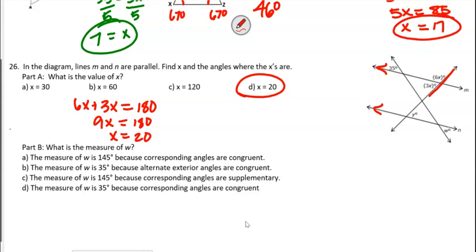And then it says find the measure of w. Okay, so I noticed that I got this 35-degree angle up here, and it should be congruent with this angle down here, shouldn't it? Why? Because they are alternate, what? Exterior angles, aren't they? So this is also going to be 35 degrees. So obviously it's not that one and that one. It's either B or it's D. So it says 35 because alternate exterior angles are congruent. They're not corresponding, so it is B. Okay?